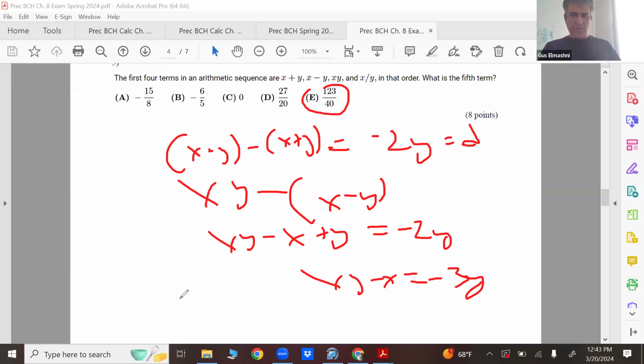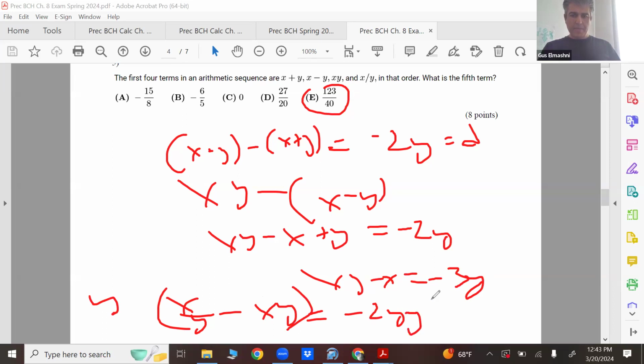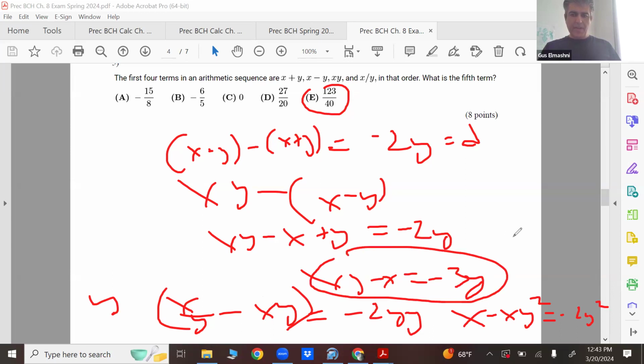And then also, if you do the fourth and third terms, you have x over y minus xy equals negative 2y. But you can multiply both sides by y, of course, right? And so that's x minus xy squared equals negative 2y squared. Then what I did was I took this right here. I isolated x. So that's, yes, Brooke?